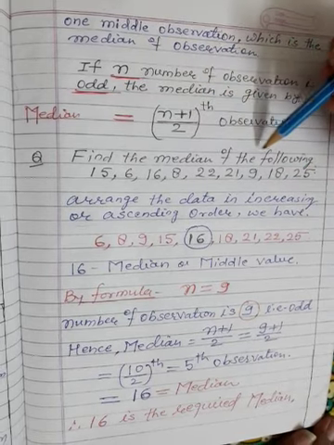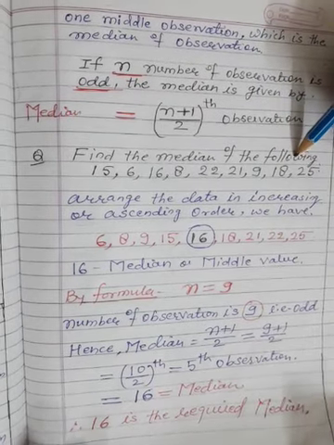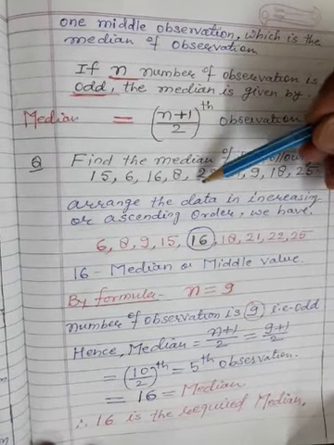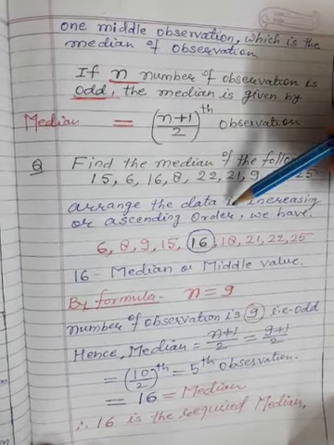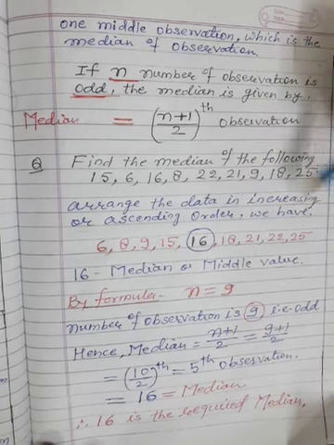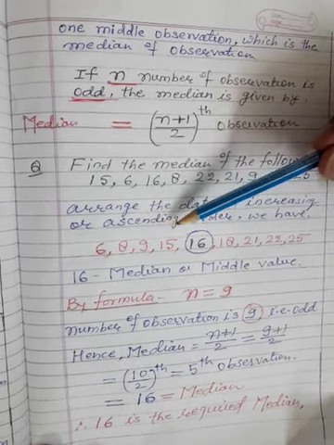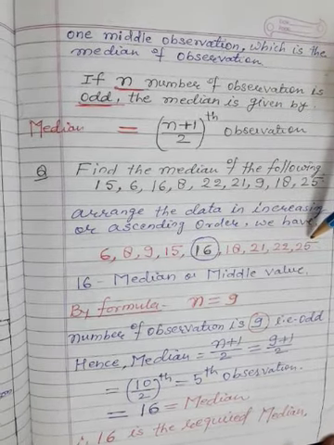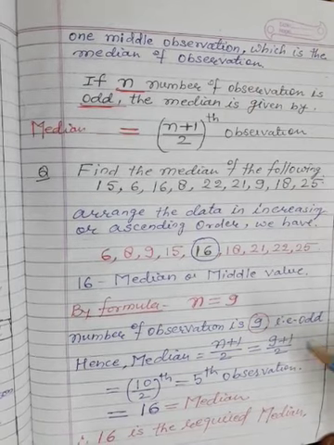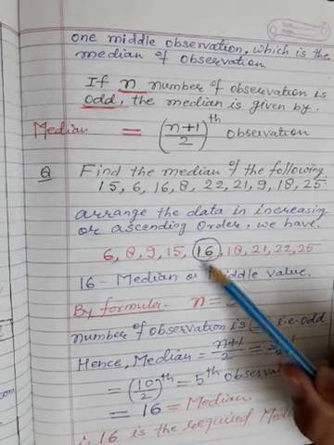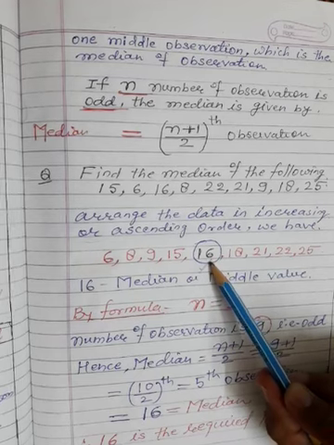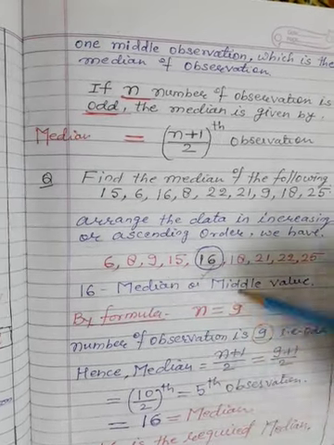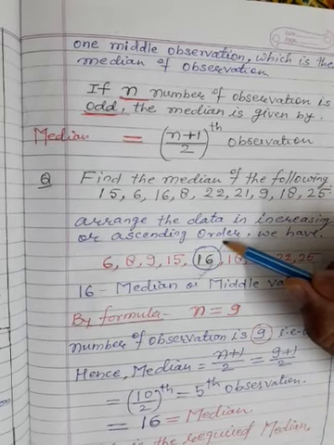For example, find the median of the following data. First of all, we will arrange the data in increasing or ascending order. We have 6, 8, 9, 15, 16, 18, 21, 22, 25. Total 9 observations are there. So 16 is the middle value. To the right of 16, 4 values are there, and to the left of 16, 4 values are there. Means this is the middle value, so this is called the median.